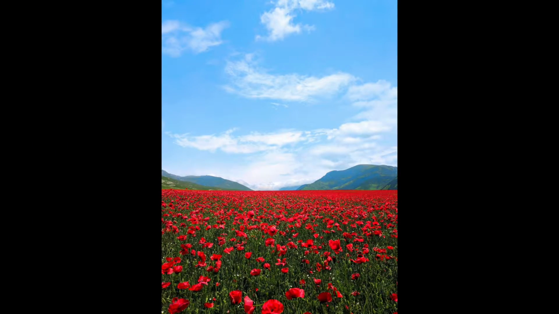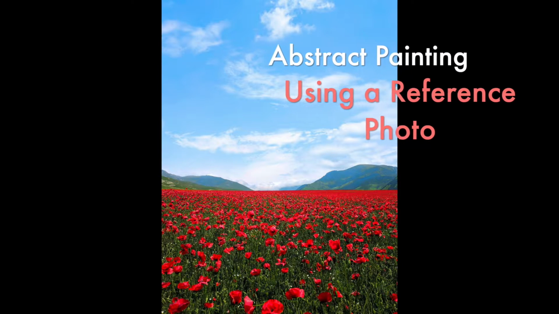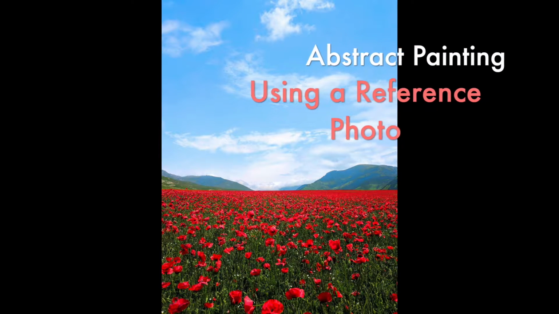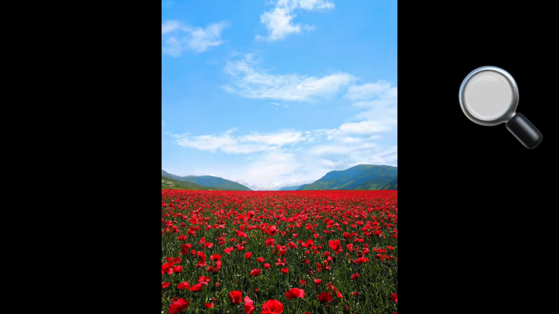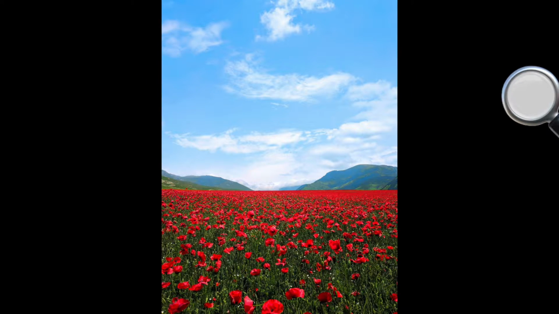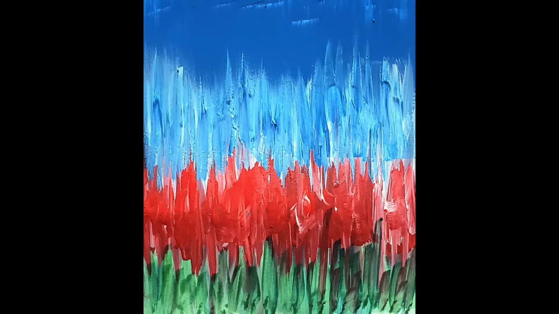Now, another way to paint an abstract painting is by using a reference photo. For example, here I have a photo of a flower field. I look at the main colors on this photo. I see blue and red, some green. Now I can paint an expressionist abstract painting by using a heavier body of paint like an impasto and using my brush strokes in many different directions or one direction, such as this one.